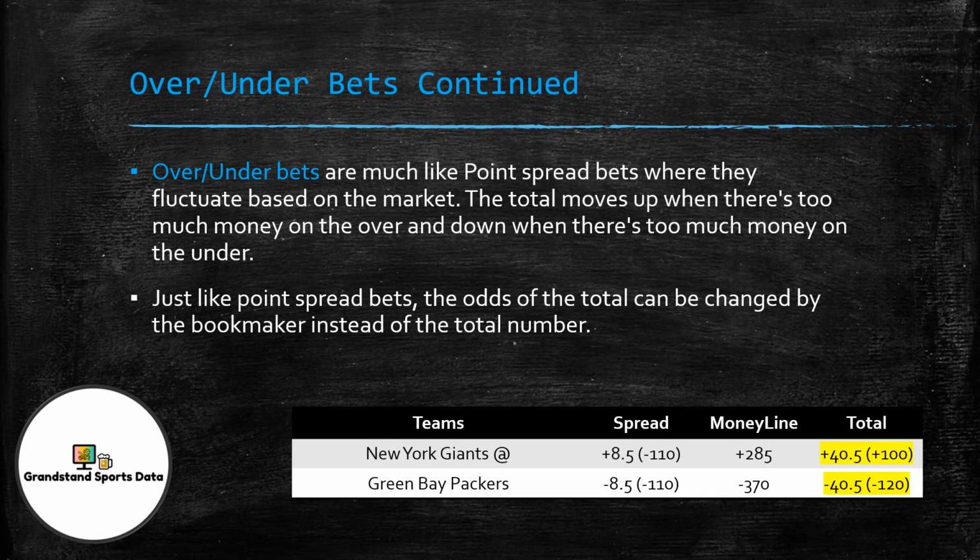Over-under bets are much like point spread bets, where they fluctuate based on the market. So the total moves up when there's too much money on the over, and it moves down when there's too much money on the under. Just like point spread bets, the odds of the total can be changed by the bookmaker instead of the total number.